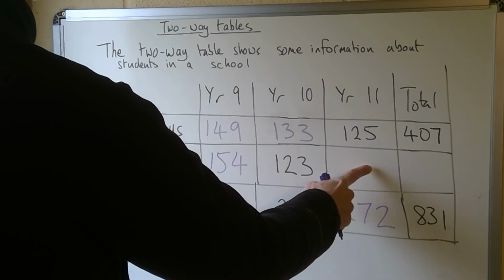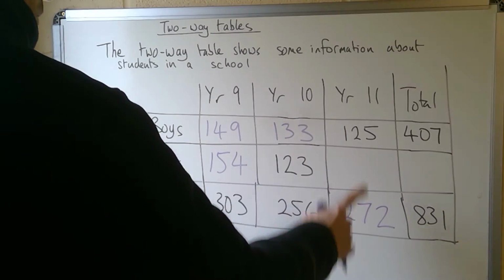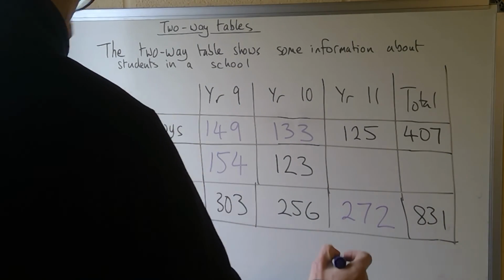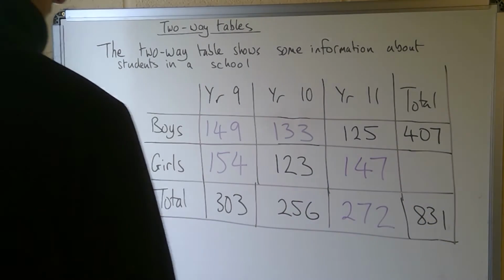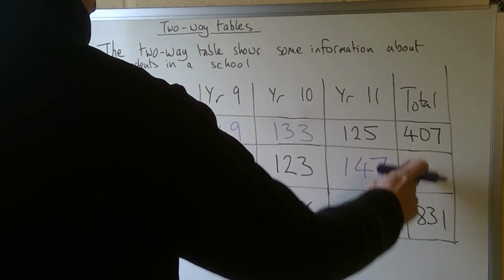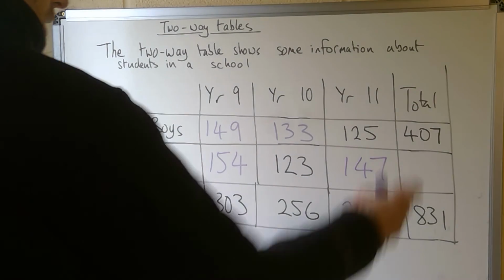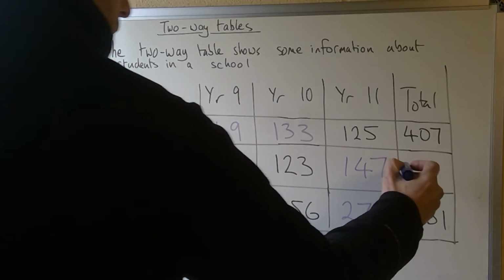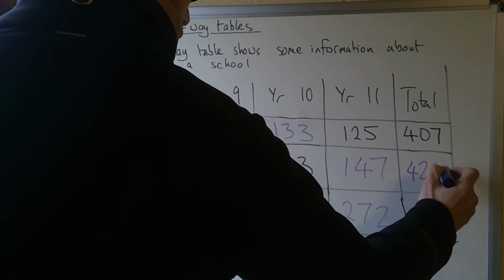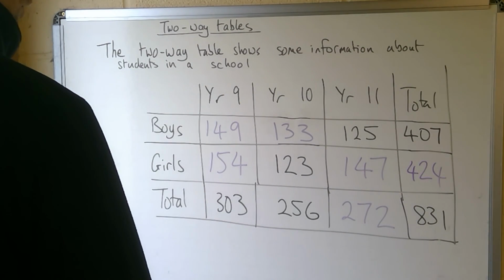That now allows me to work out how many of those are girls, because 125 of them are boys. So if I take that away from there, I'm going to end up with 147. And the final one I can work out two ways. I can work out by just adding all these three together, or subtracting 407 from 831. Whichever way I do it, it's 424. And if I do it both ways, it can be a really useful check.